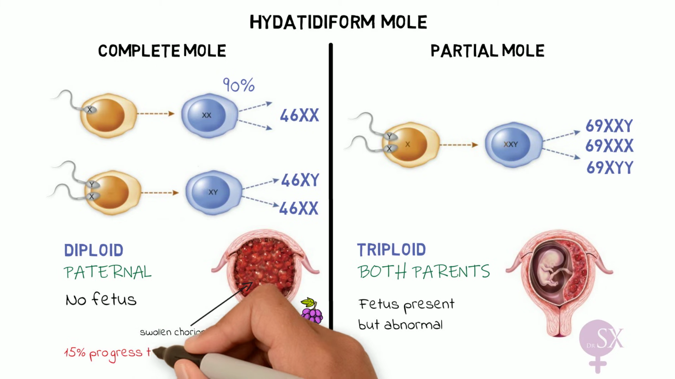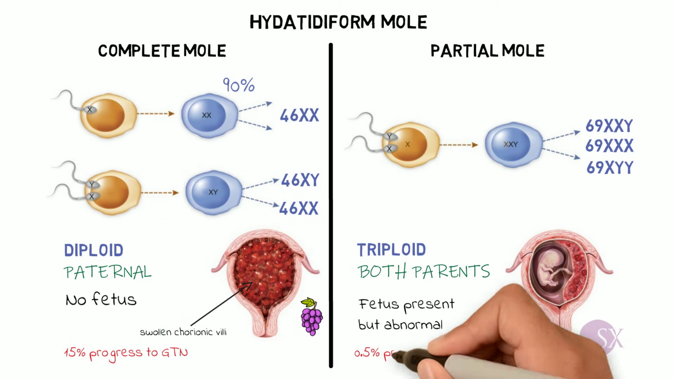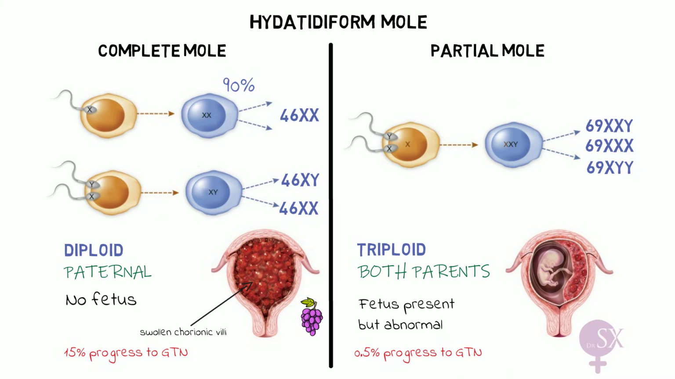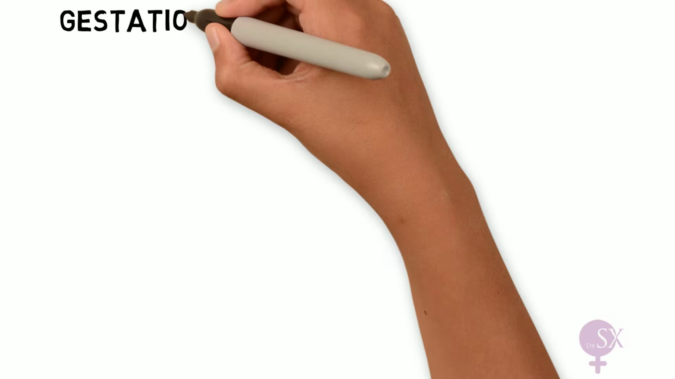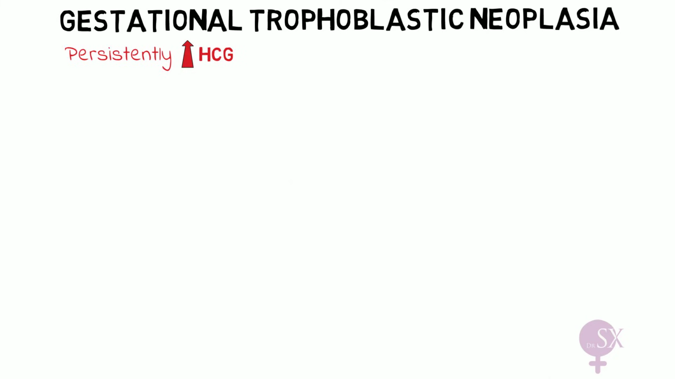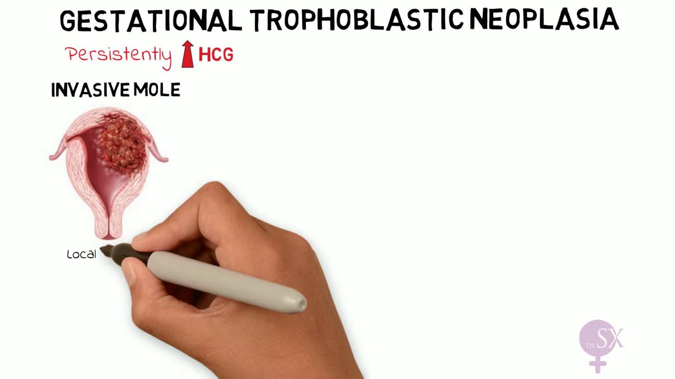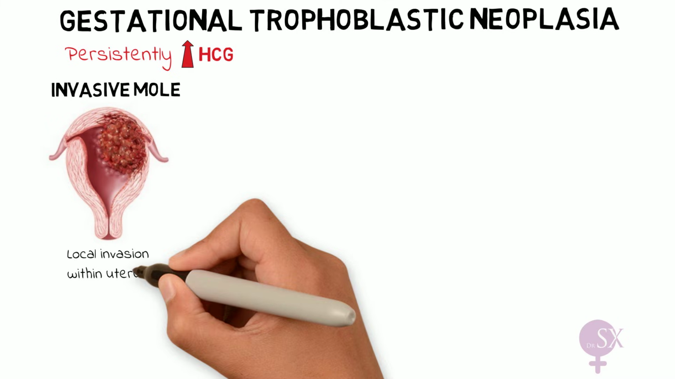Now, 15% of complete moles will progress to gestational trophoblastic neoplasia, GTN, while 0.5% of partial moles will progress to GTN. But what is GTN? So, GTN is gestational trophoblastic neoplasia, which refers to the invasive types of gestational trophoblastic disease we mentioned previously. And over here, the HCG level remains persistently high. We've got different types of GTN. The invasive mole, where the invasion is limited to the uterus.